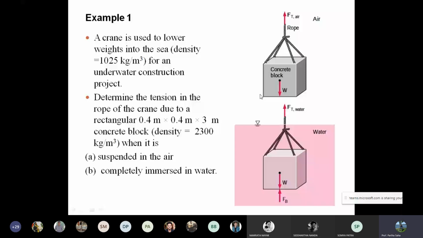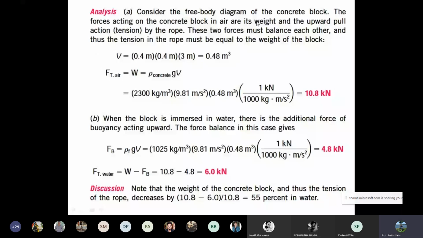The free body diagram I have already shown in the previous slide. The forces acting on the concrete block in air are its weight and the upward pull, that is the tension. You can calculate the volume of the concrete block, since the dimensions are already given. The force in the air is nothing but the weight of that block, right? That is rho g V. The rho of the concrete block is given, g you know, and the volume is already calculated. So that is 10.8 kilonewton. That is the tension in the rope, right? That has to balance, because the force in the rope is equal to the weight of the body.